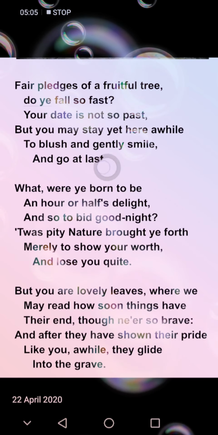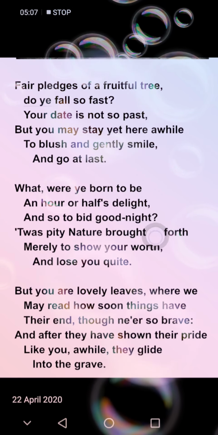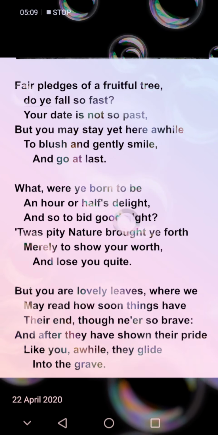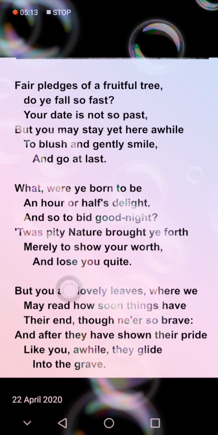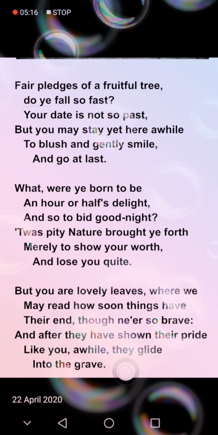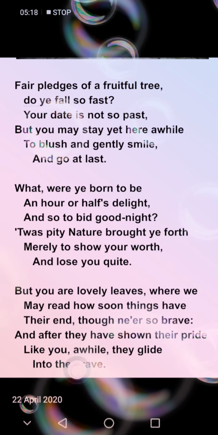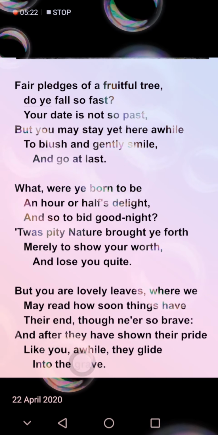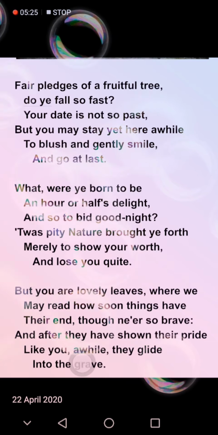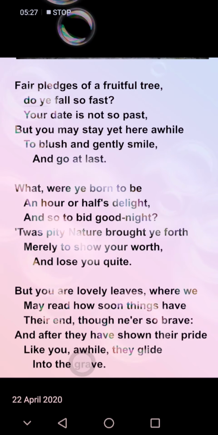past is there, like last is there, like good night is there. So saying good night is always a painful thing. Then lose you quite, and grave is the ultimate, most negative thing in the poem. This is all what Robert Herrick says in this whole poem.